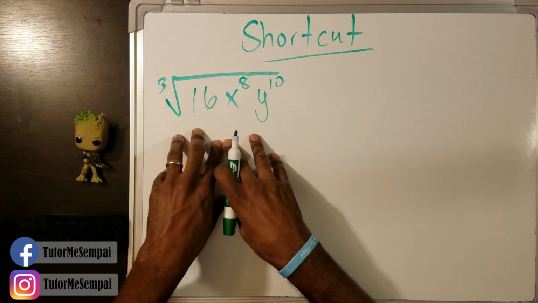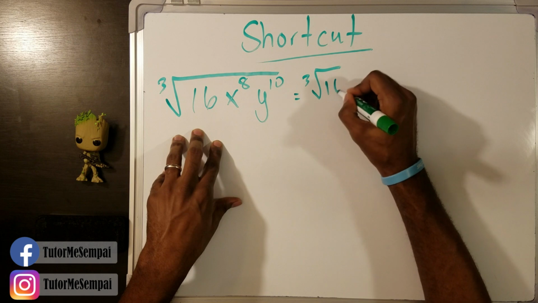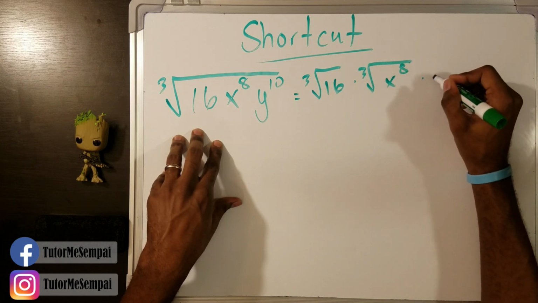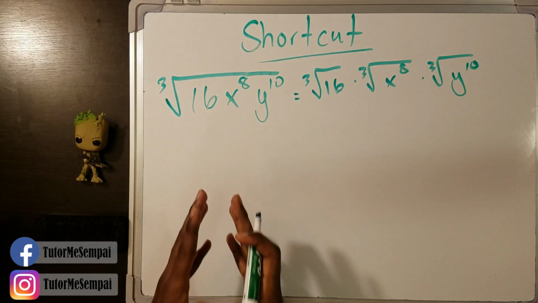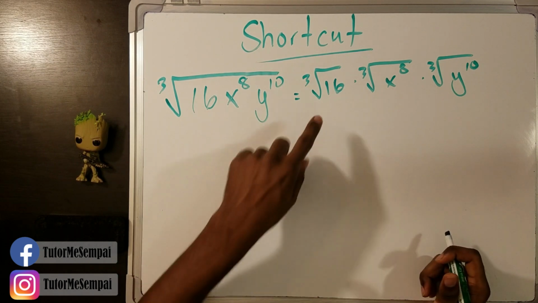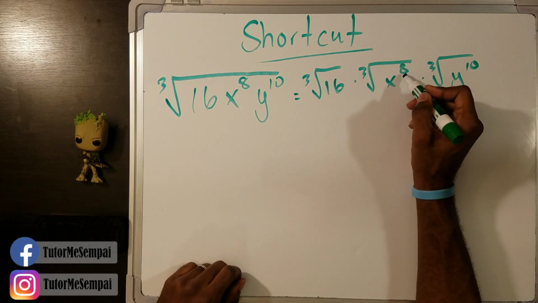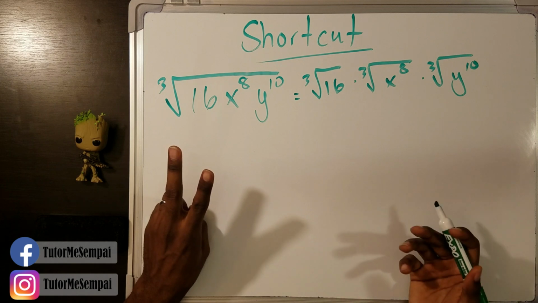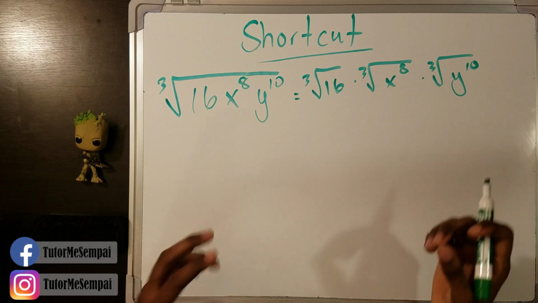I still want to break this up into its different components. So this is still going to be the cube root of 16 times the cube root of x to the 8 times the cube root of y to the 10th. But let's see if we can really maximize our shortcut to minimize how much we're actually writing. So we're going to come back to that 16. Let's jump straight into our x's. 3 goes into 8 how many times? Well, that's going to be 2 times. And how many are left over? 2 is left over, right? So we have 2 x's outside and 2 x's inside.